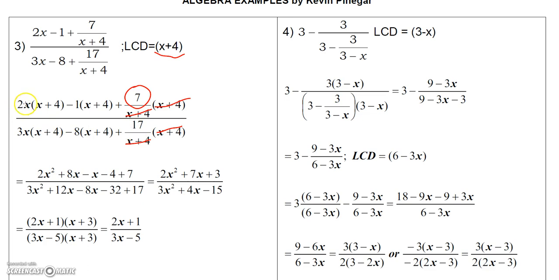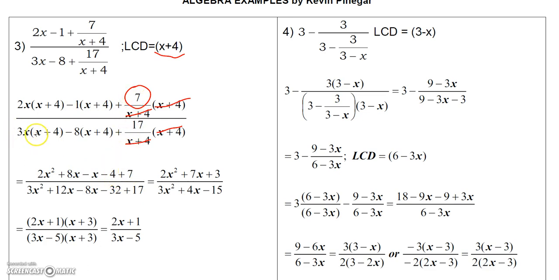Now let's go ahead and do this. 2x times x plus 4. Now remember, you can't cancel these x plus 4s. That defeats the whole purpose of doing what we're doing. So we have to multiply this. 2x times x plus 4 would be 2x squared. 2x times 4 would be 8x. Minus 1 times x is minus x. And then minus 1 times 4 is minus 4. And then bring down the plus 7.